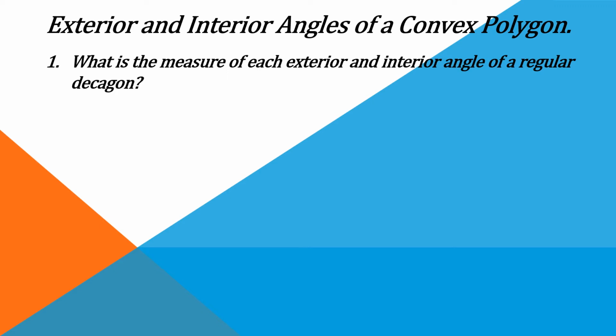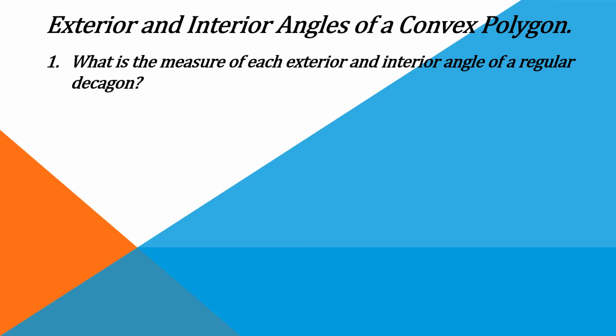Let us discuss the first example. What is the measure of each exterior and interior angle of a regular decagon? In this problem, decagon, how many sides is a decagon? Well, a decagon, as we have discussed in my previous videos, is a polygon wherein the number of sides is equal to 10. And therefore, since a decagon is a regular polygon, we have 10 sides, 10 angles, and 10 vertices.